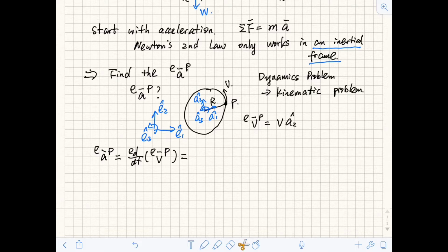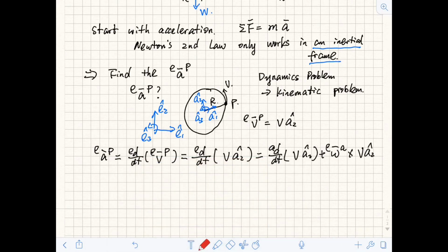I recall that for circular motion, the velocity is always perpendicular, or tangent, to the circle. If we have the A1 direction always pointing towards the point, then the A2 direction is perpendicular, which is along the velocity direction. Okay, now we replace the expression for velocity of P in E with V times A2. Now we can use basic kinematic equations to solve this.